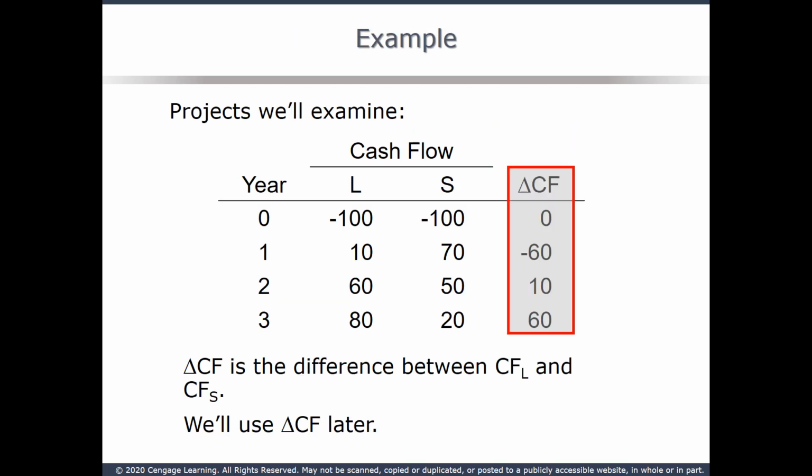Here are 2 sample projects we'll use to demonstrate the various methods. Project L is a long-term project, in the sense that its cash flows start small and build. Project S is the opposite. Its cash flows start with a bang in year 1 and decline. The column Change in Cash Flows, we'll be using that later.